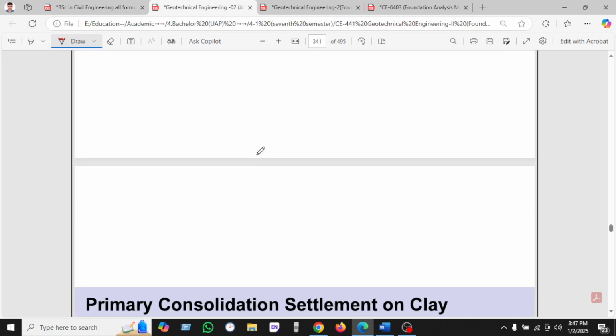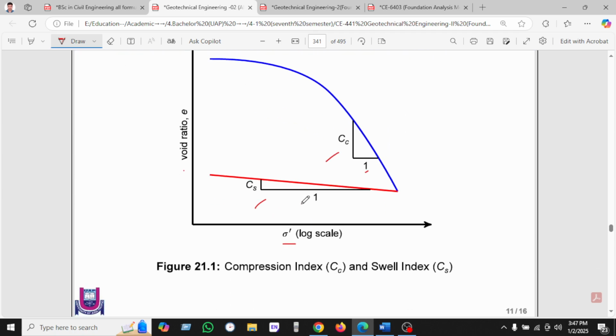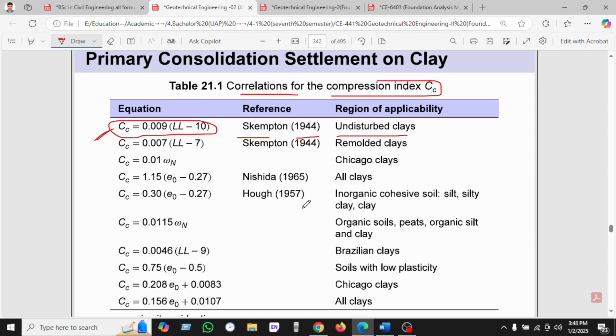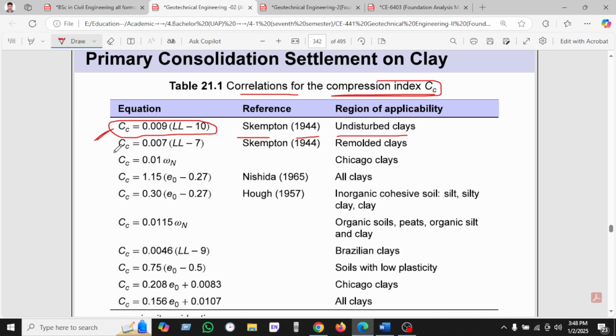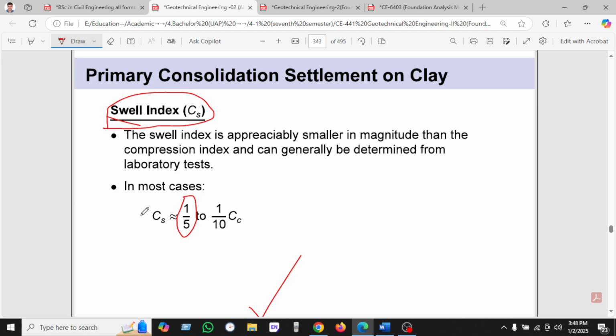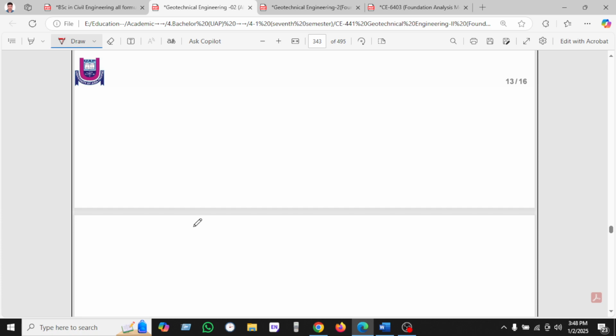Okay, let's see another example. Here is the primary consolidation clay, where we can see Cc and Cs with respect to the void ratio and compression index. We can see the correlation for the compression index Cc, and many different formulas are given, but we will use Cc equal to 0.009 times liquid limit minus 10, which was given in 1941 for undisturbed clay soil. So let's see the swelling index. We have seen 1 by 5 to 1 by 10, but we will use 1 by 10.